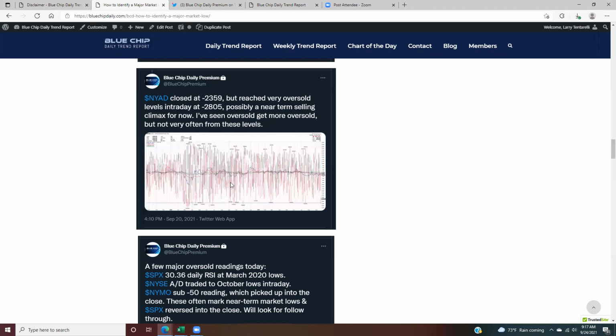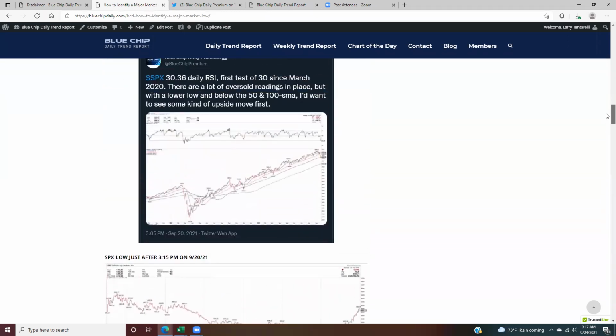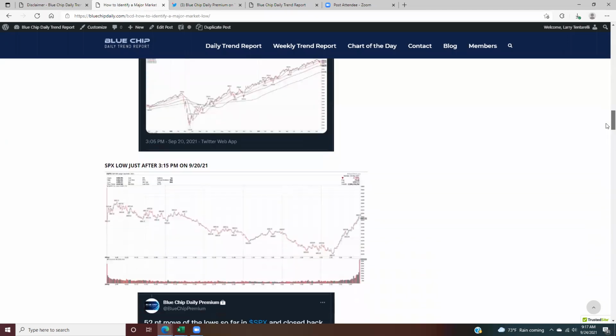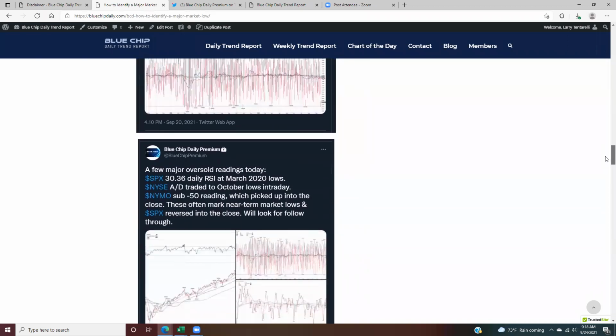financial TV personalities were talking about sell signals in place. Things were going to get much worse. September is a bad time. And all I did was I just shared with members in real time the fact that the S&P was extremely oversold by daily RSI, the New York Stock Exchange was extremely oversold, and the market in general was oversold.